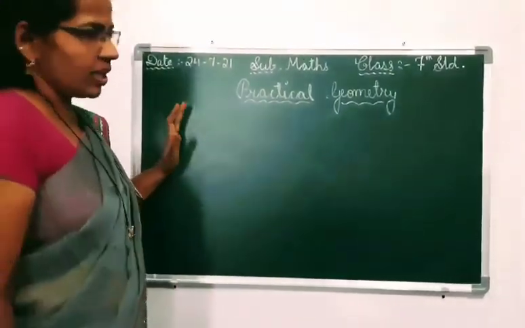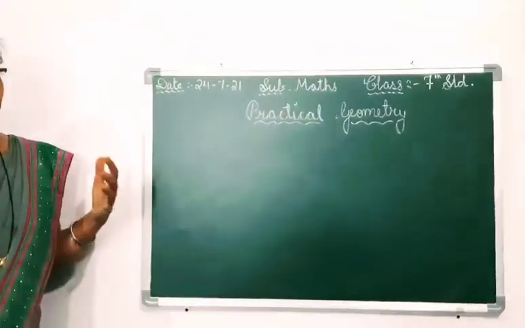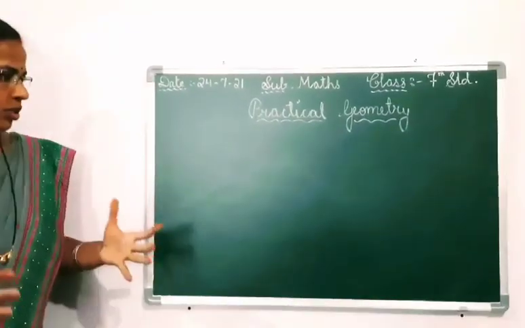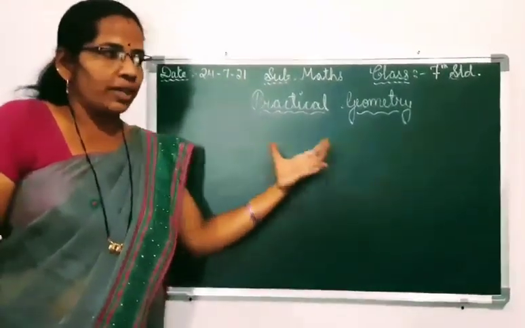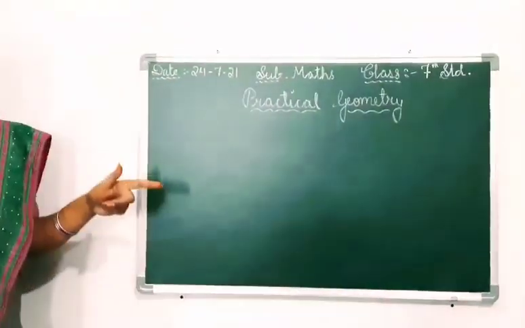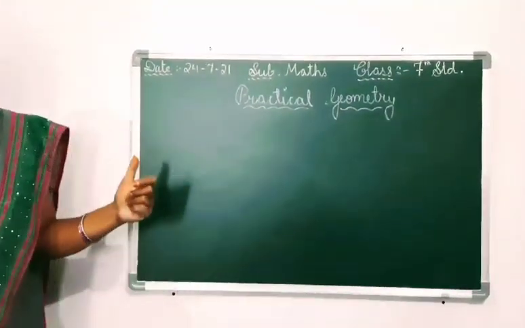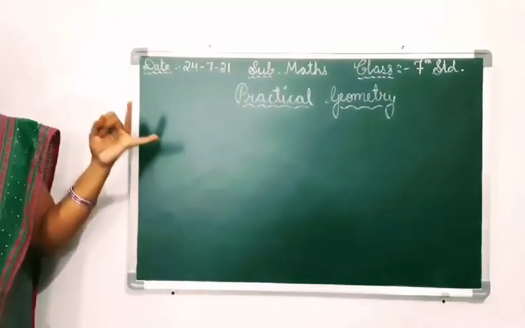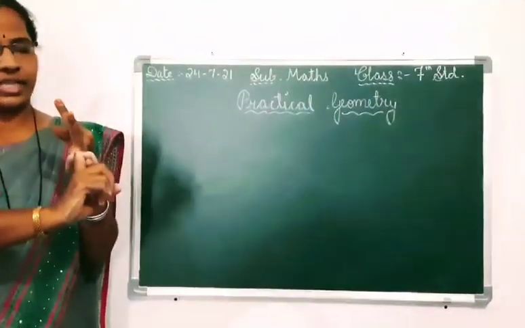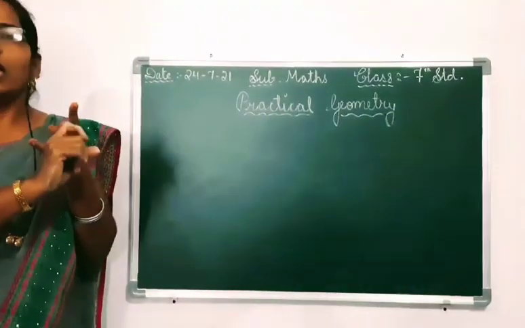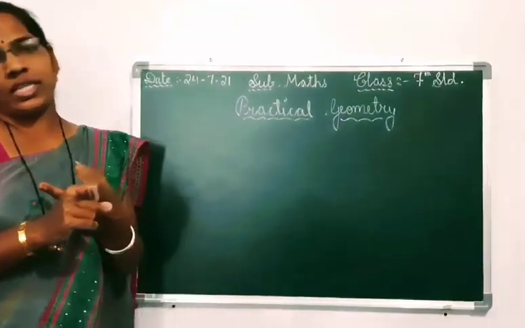Hope children you have understood about acute, right angle, obtuse angle, straight angle, reflex angle and complete angle. Then also I have explained about a triangle. Okay, there are mainly two types of triangles, based on sides and based on angles. Based on sides already I have explained. Okay, equilateral, isosceles and scalene triangle. Equilateral, three sides are same. Then scalene, all the sides are different. Isosceles, two sides are same, one is different.